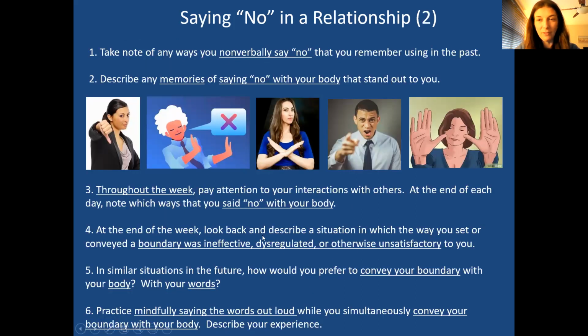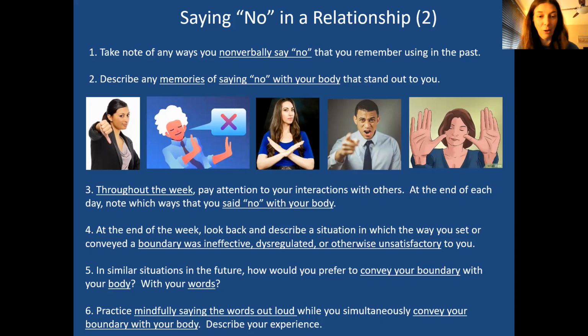All right, so here's a couple other trick questions. Well, maybe just a little tricky. So at the end of the week, look back and describe a situation in which the way you set or conveyed a boundary was ineffective. All right, so hey, no one's perfect all the time. If you tried to say no and it didn't work out the way you wanted, just notice what happened, okay? And if you were to do it again in a similar situation, how would you do it more effectively?